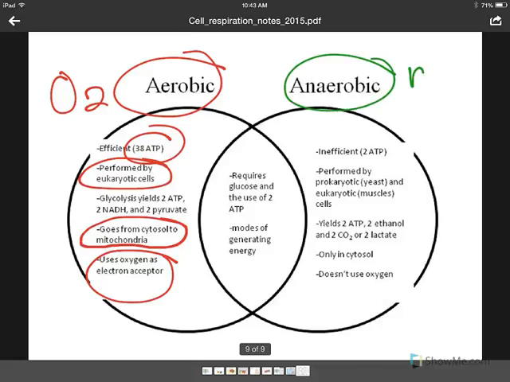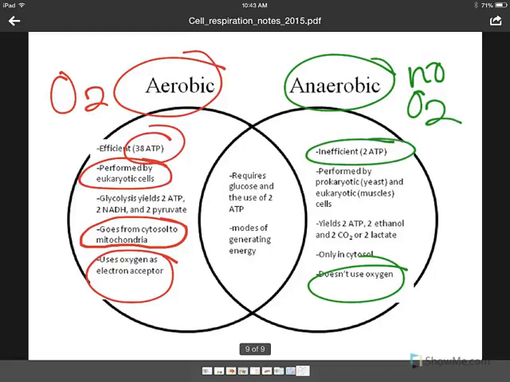Anaerobic respiration basically occurs when there's no oxygen. It's very inefficient. Yeast, so when we did the cell respiration lab, this is what yeast cells were actually doing. Some prokaryotes can do this, and some eukaryotic muscle cells can do that when you don't have enough oxygen present. And it doesn't ever enter into the mitochondria, so it's only happening in the cytosol.